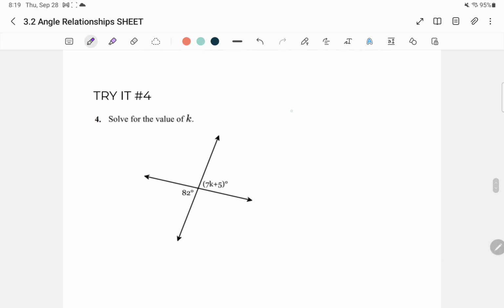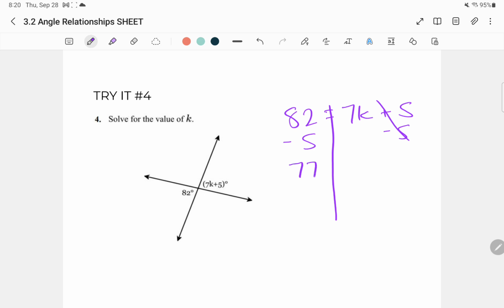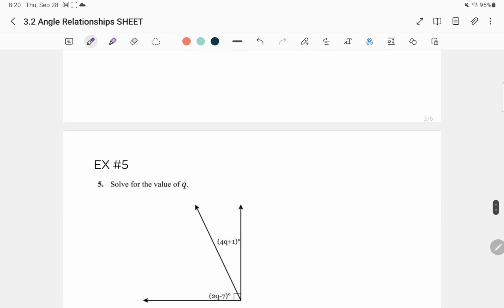All right, so for number 4, again, they are vertical, so they're congruent. So 82 is equal to 7k plus 5. I'm going to draw my line down the equals. Now this is a two-step equation, so I'm going to subtract 5 from both sides. Those cancel out, and 82 minus 5 is 77. The 7k is brought down. And my last step is divide both sides by 7. So k is equal to 11. And I am done. And let's go on to example number 5.